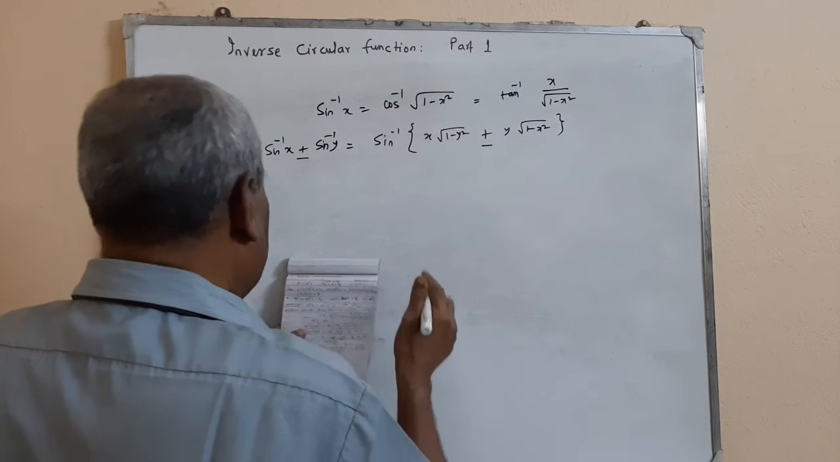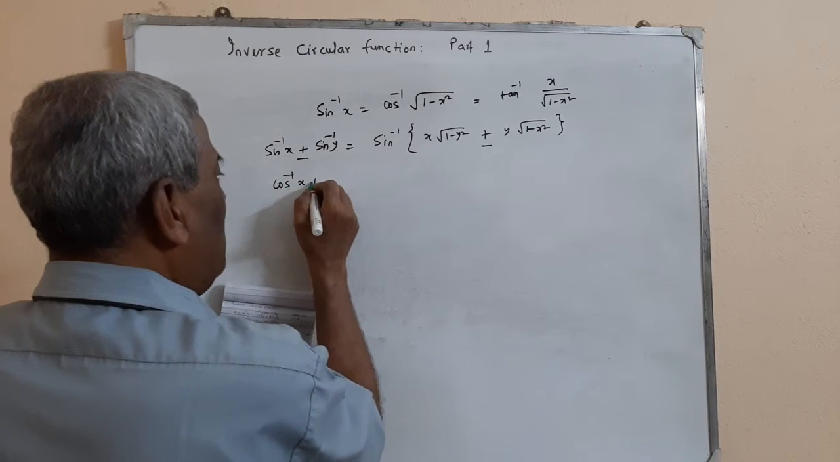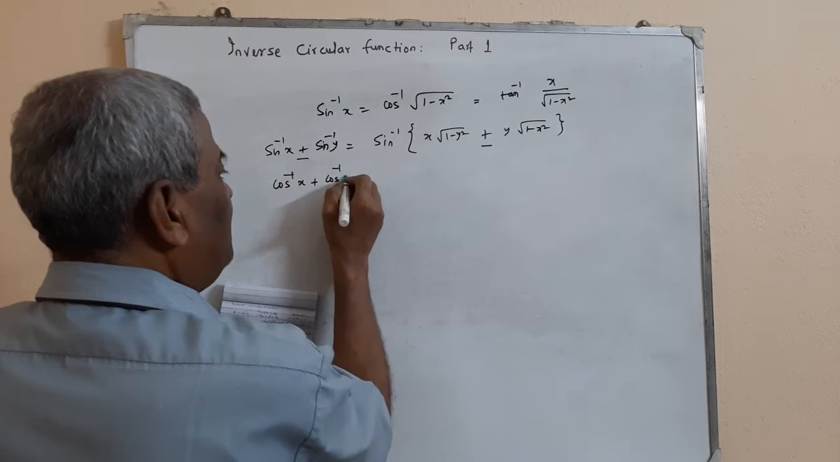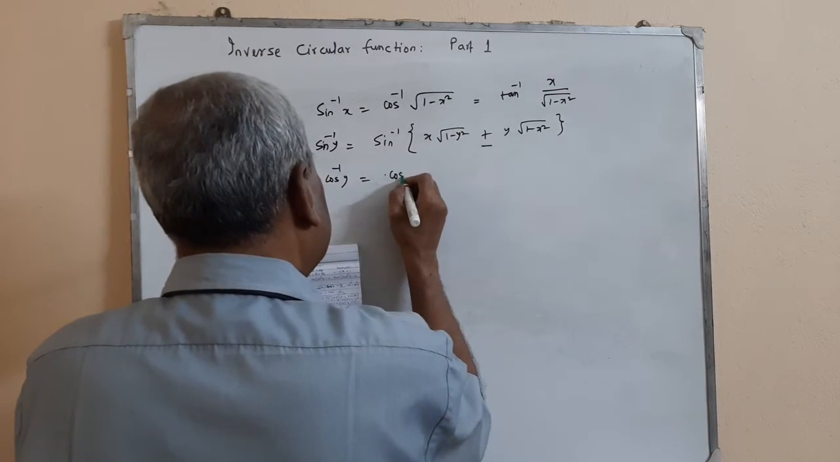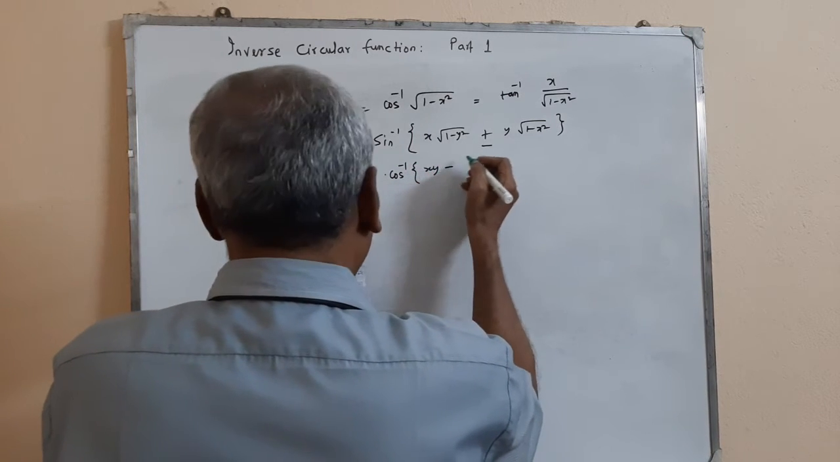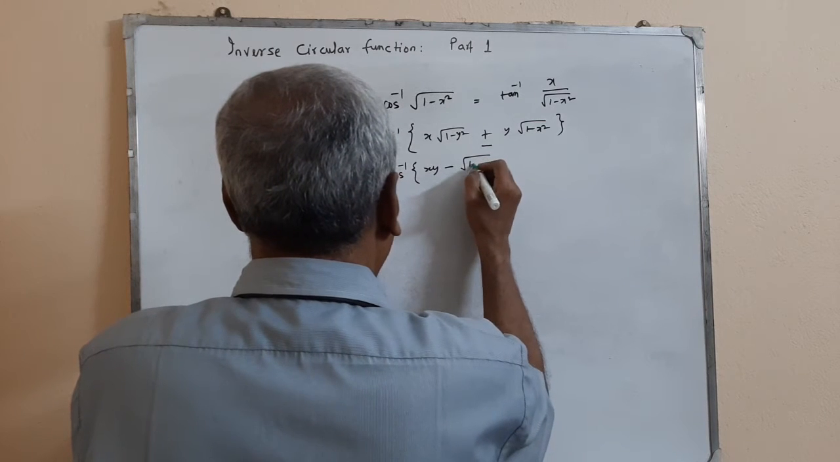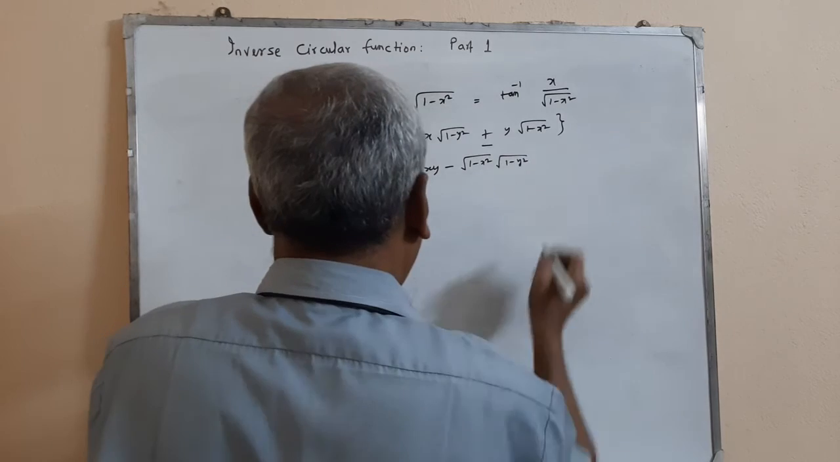And cos inverse x plus cos inverse y is simply cos inverse of xy minus root over 1 minus x square into root over 1 minus y square.